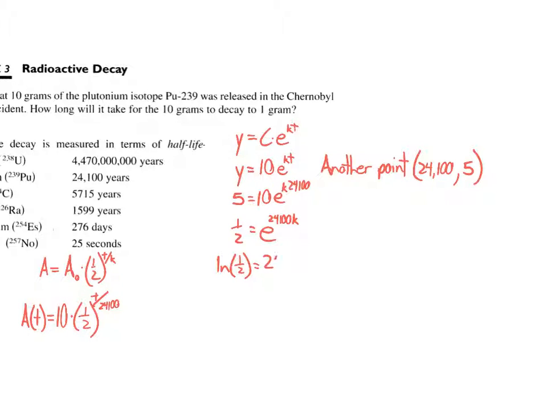And then we'll end up dividing both sides by that 24,100. ln of 1/2 over 24,100. So the model we have in this case is y equals 10 e to the t times ln of 1/2 over 24,100 power. So this is really just giving us a more generalized way of doing it. It's a more generalized way.